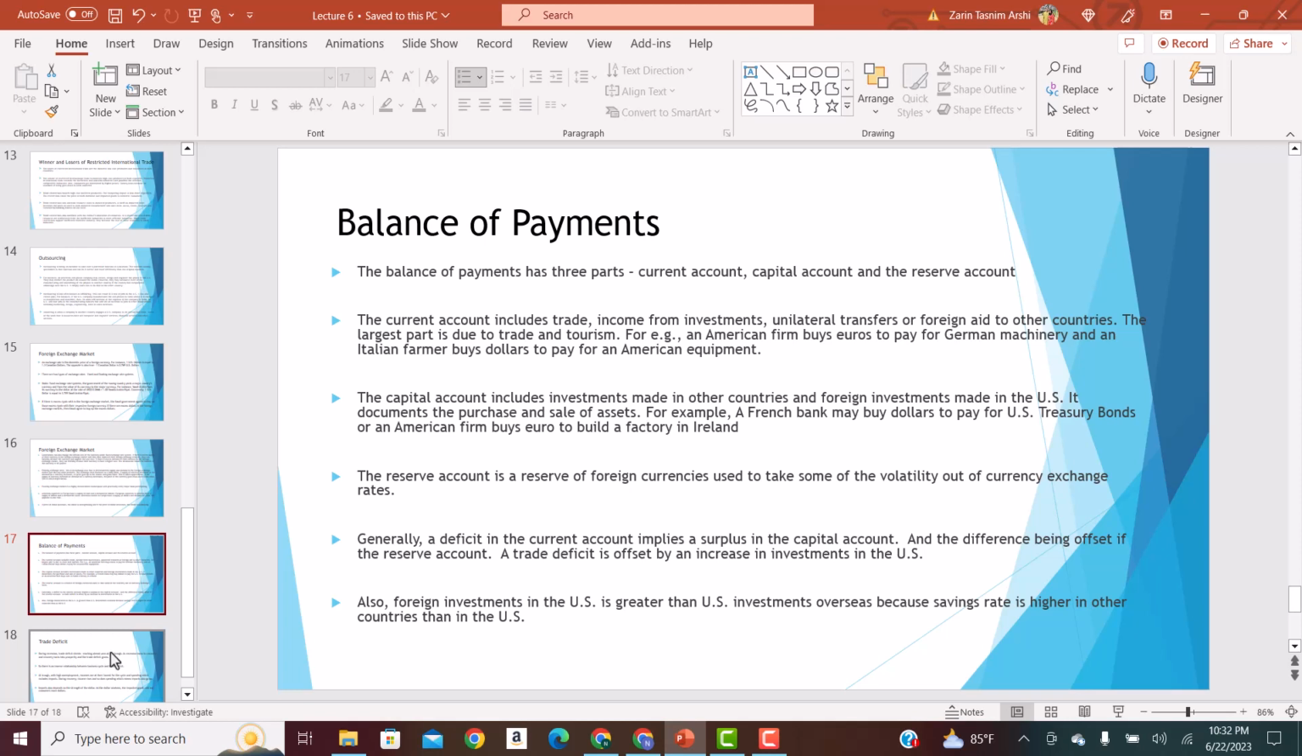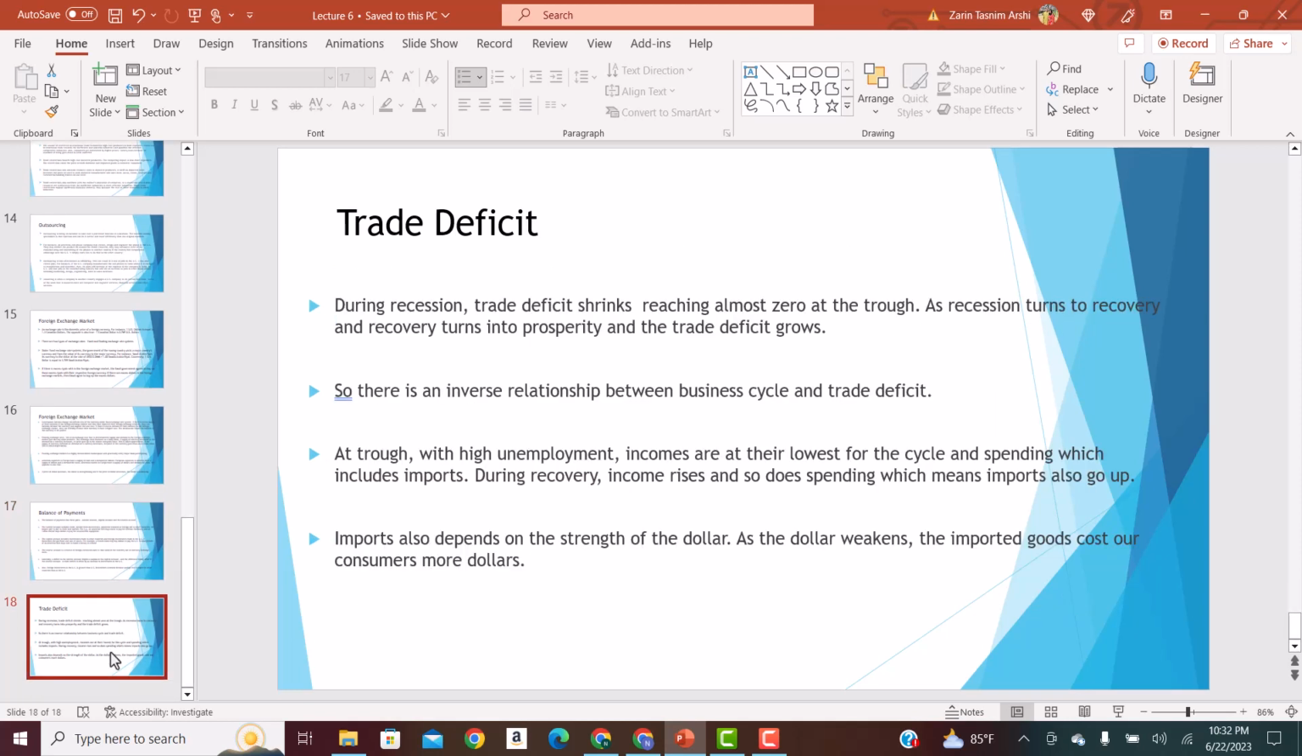Finally, we have the reserve account. The reserve account is a reserve of foreign currencies used to take some of the volatility out of the exchange rate. If there is too much volatility in the current exchange rates, we have a reserve account of dollars so that in case of shortage of supply, we can provide it, or if there's too much supply, we can just take out some of the dollars and put them into the reserve. So that is listed in the reserve account.